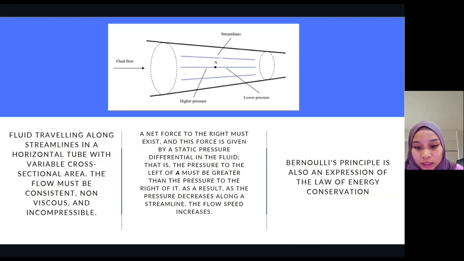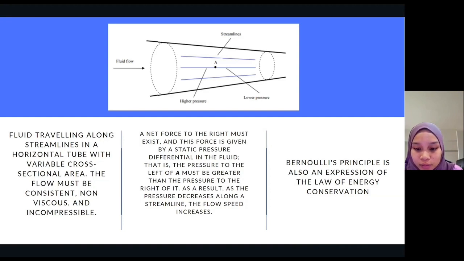A net force to the right must exist, and this force is given by a static pressure differential in the fluid. That is, the pressure to the left of A must be greater than the pressure to the right of it. As a result, as the pressure decreases along a streamline, the flow speed increases.